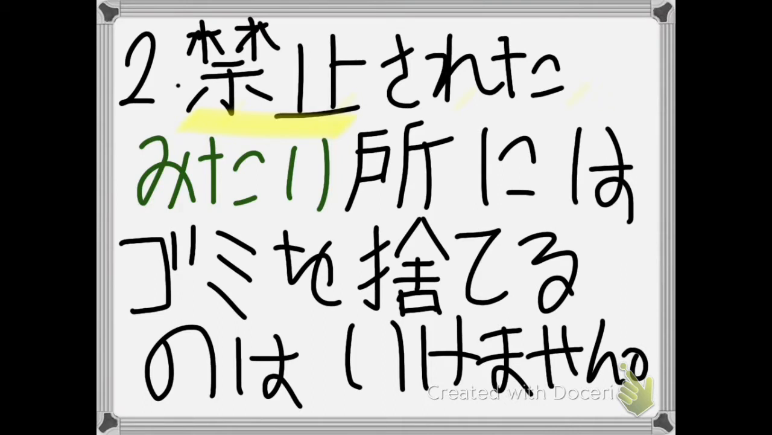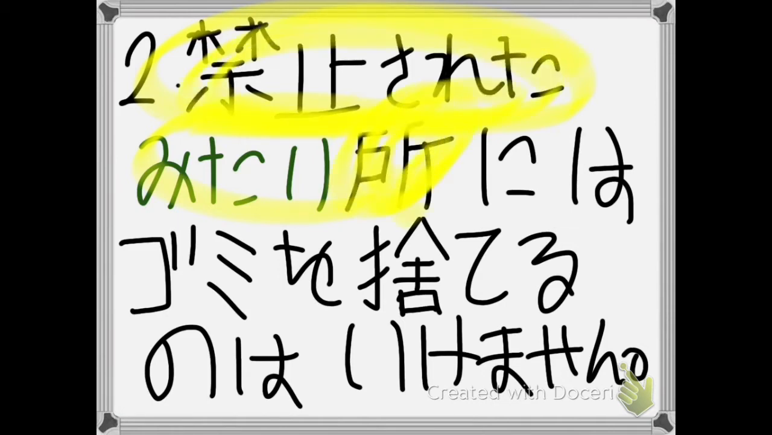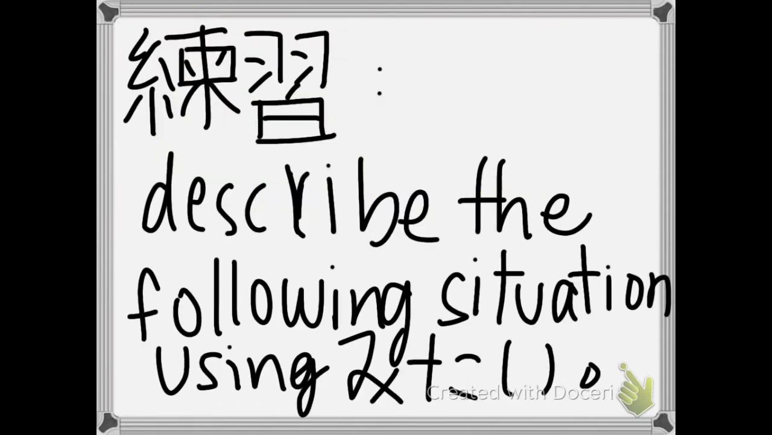So in this example sentence, kinshi sareta tokoro is taken up as an example to tell the reader that you should not throw garbage. So that is a quick overview of the mitai pattern and how to use it.